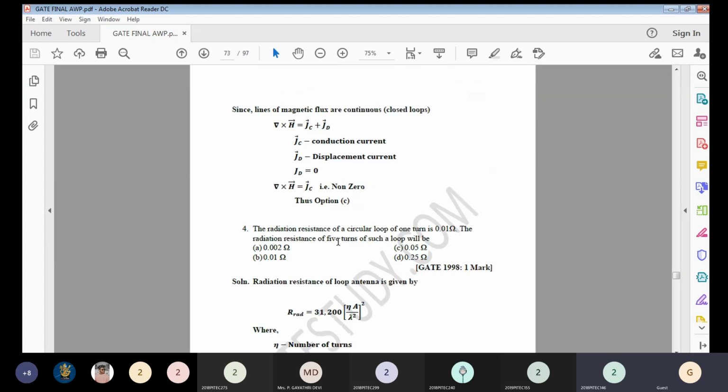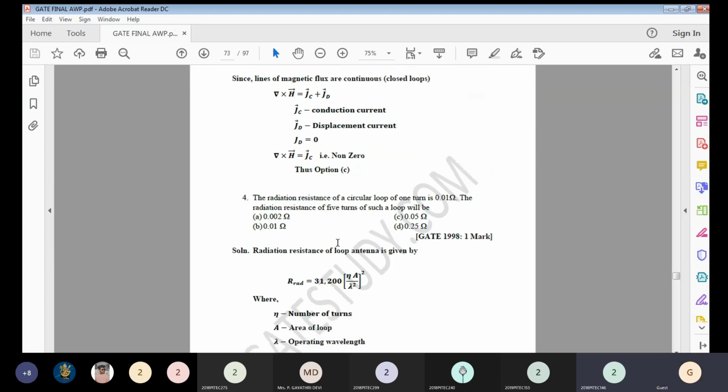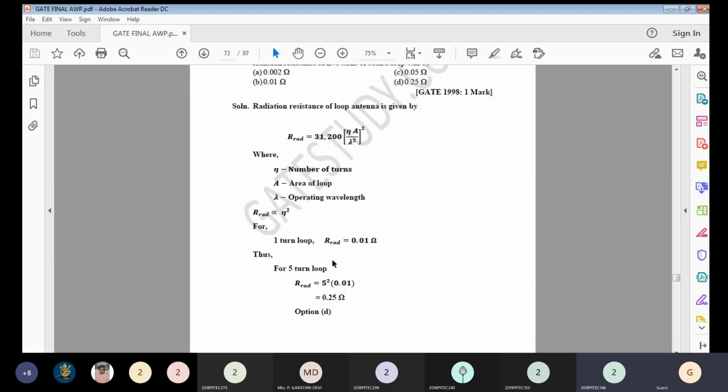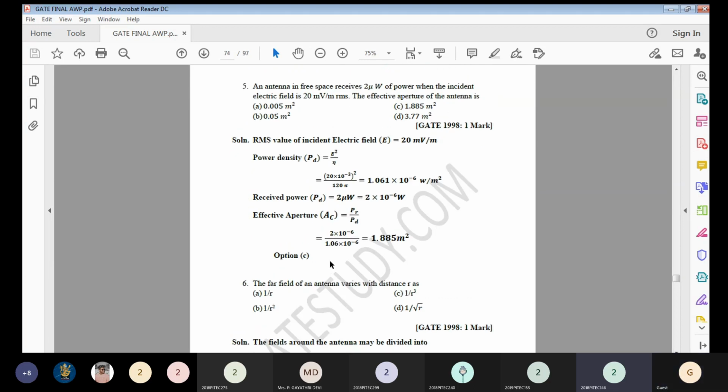Next, the radiation resistance of a circular loop of one turn. This we'll see later. Next topic we will see this concept.